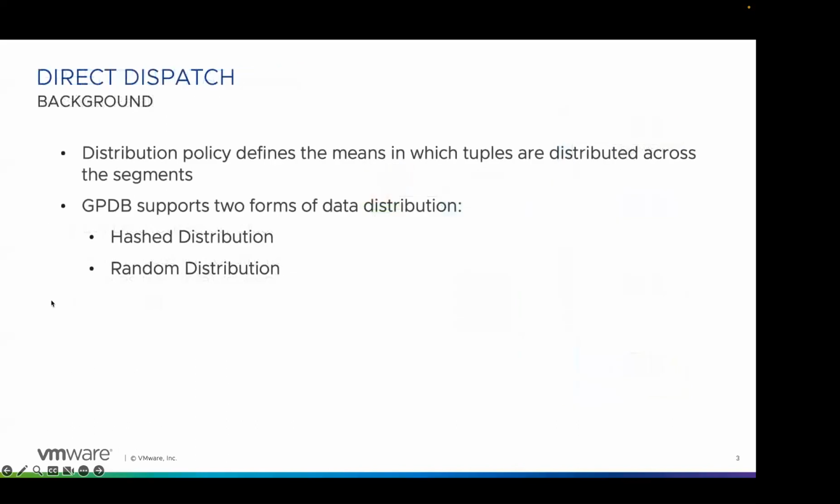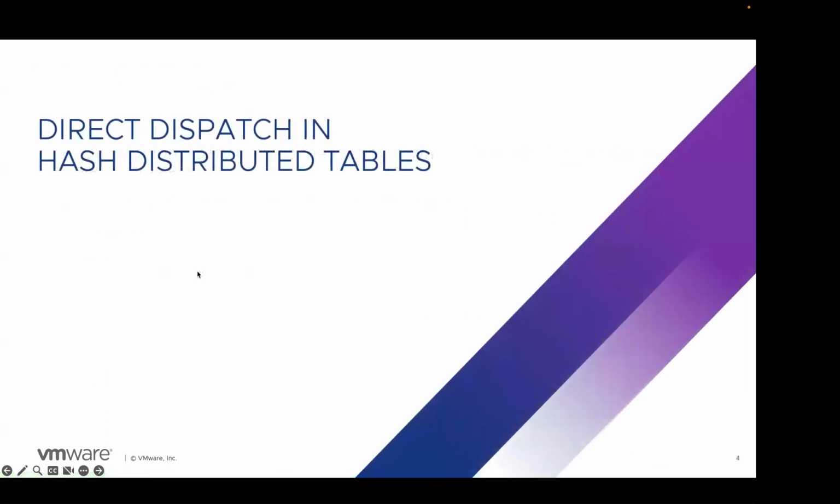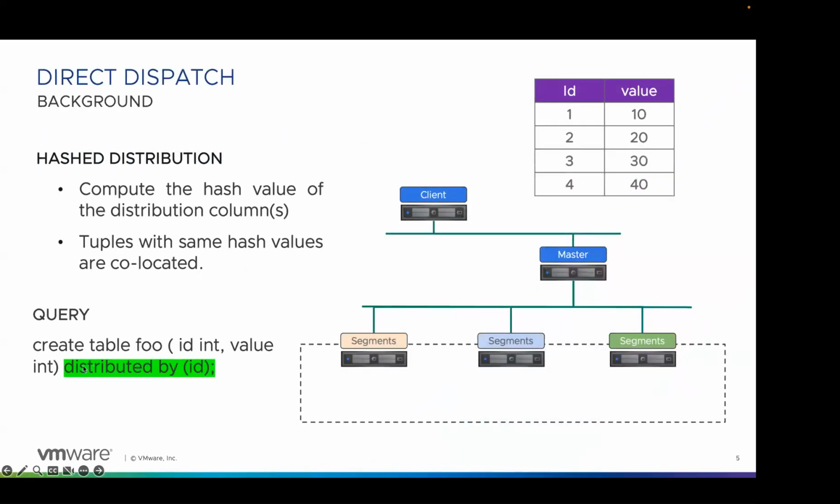So let us first see what are the different types of data distribution policies we have. One is hash distribution and the other one is random distribution. In both of these cases, we'll see how direct dispatch works. We'll start with the hash distributed tables. To define a hash distributed table, we write a query like create table foo, where we have the columns and distributed by which column. So we say ID here.